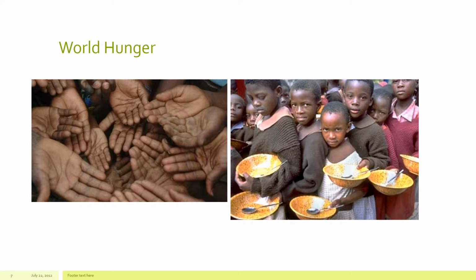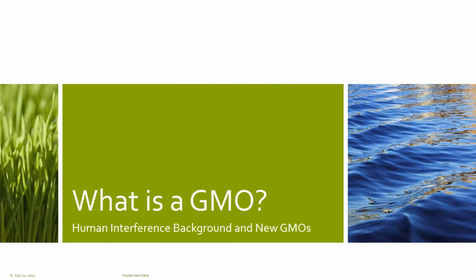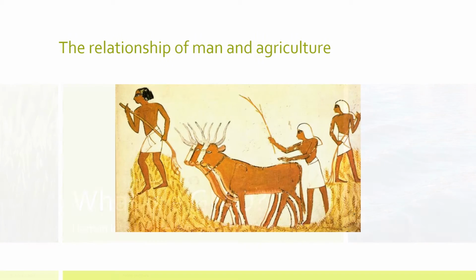GMO is thought to be the method for solving worldwide hunger due to the high yield crops it produces. What is a GMO? Let's talk about human interference background in the plants and in the environment and the new types of GMOs. The practice of crossbreeding has been used by farmers for thousands of years already, where you'd use the most productive hybrids to create the best crops.